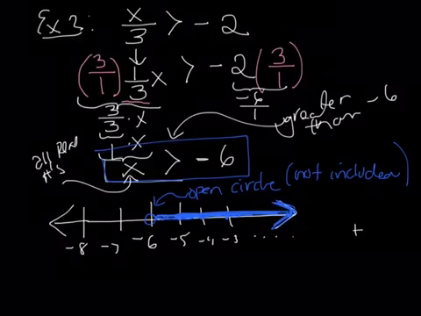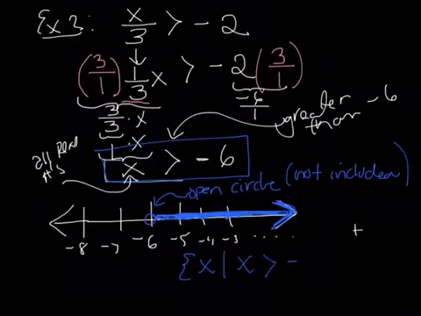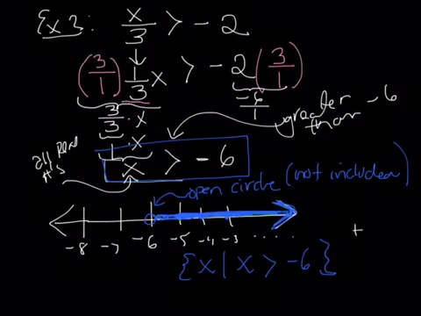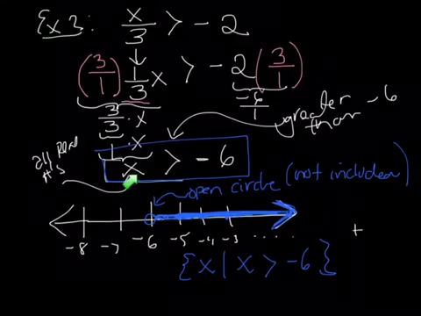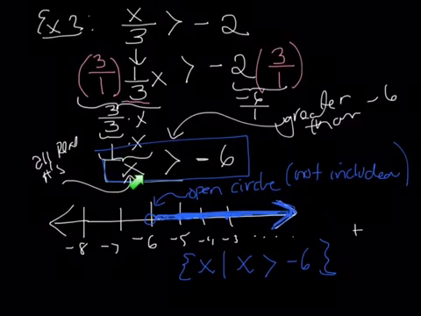And we can write this in set builder notation. We can say x such that x is greater than -6. And another trick, if you want to call it a trick, is notice that we have x on the left-hand side. It could be on the right-hand side, but by convention, we usually have it on the left-hand side.